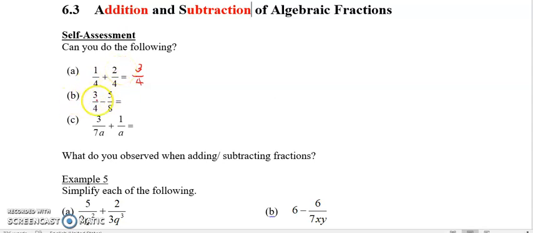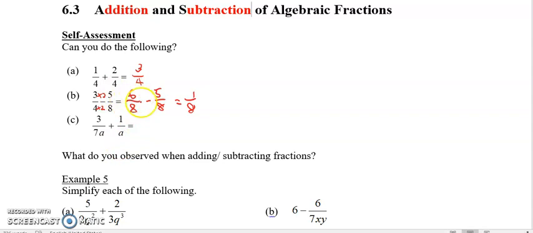If you look at B, we can't directly subtract 5 from 3 in the numerator because the denominators are different. So we've got to convert the fractions into the same denominator. For 3 over 4, we can multiply by 2 on top and 2 below, so that the denominator will become 8. 6 over 8 minus 5 over 8. After this step, we can use numerator minus numerator, which is 6 minus 5. So we get 1 over 8.